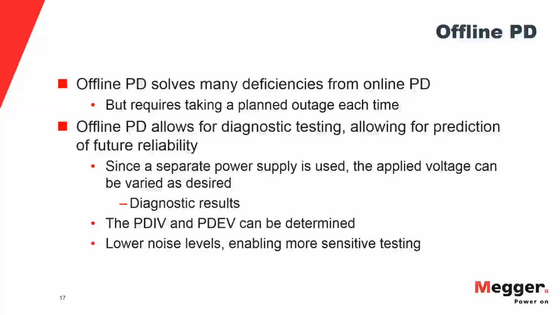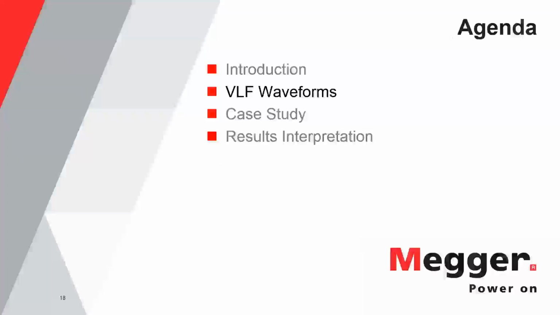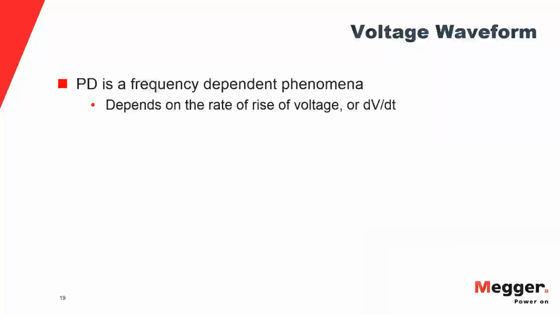If it's continuously monitored, it'll say, hey, I'm starting to see partial discharge at rated voltage. We should take some action. And you can also use it as a screening method for offline PD measurements. Offline PD is what we'll talk about today. For the most part, all of the waveforms that I'll present in a minute are offline PD testing. It solves a lot of the deficiencies from online PD, but it does require taking a planned outage each time you want to do the test.